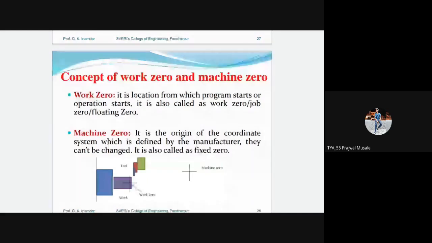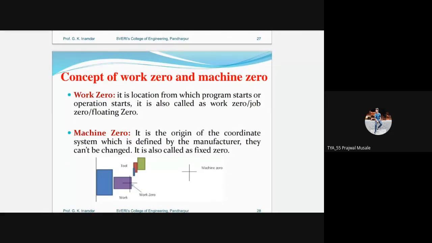Suppose we have to create one gear, we have to manufacture one gear on a milling machine. Now what is the work zero? Work zero is nothing but the starting point of that product. And what is the machine zero? It is the extreme, the end point of that tool. Work zero and machine zero are related to the tool, whatever the tool is, the knurling tool, the drilling tool, the facing tool, the turning tool. The position of that tool is the zero concept.